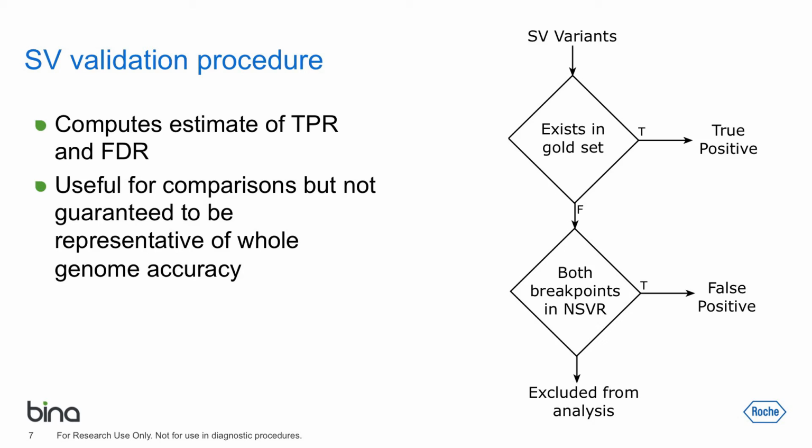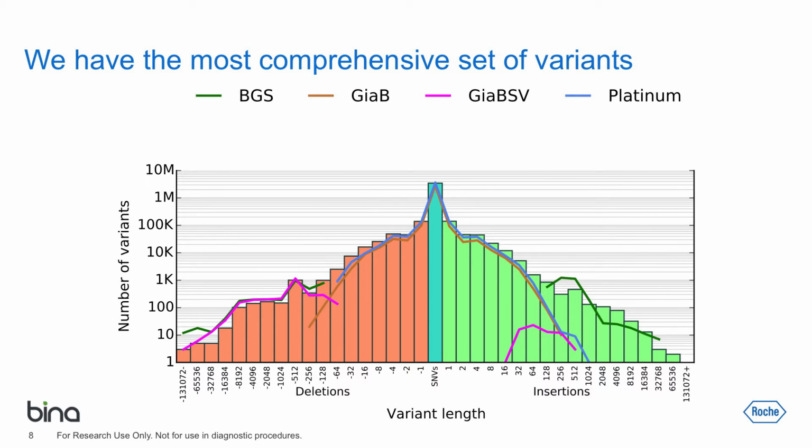This plot shows the number of variants in our gold set divided into size bins, and also compares against some other gold sets of variants that exist in the community. BGS represents the Baylor gold set from the Baylor College of Medicine. GIAB is the Genome in a Bottle sets, and Platinum is the Illumina Platinum Genome set. Our gold set compares favorably in terms of number of variants to all of these other sets.